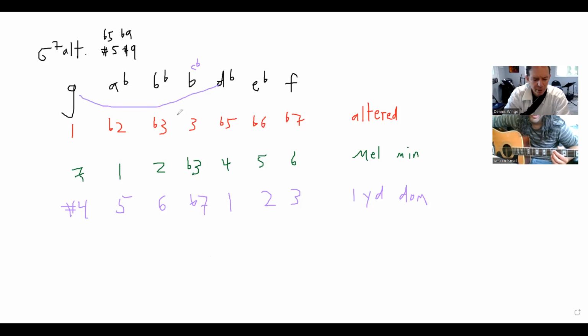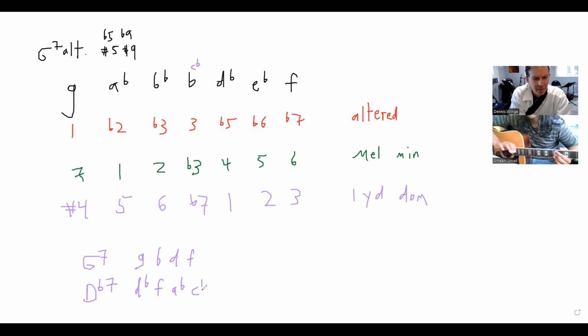these two chords. The reason you could substitute a D flat 7 for a G7 is because they share the same third and seventh. A G7 is spelled G, B, D, and F, as you know. And what's a D flat 7? D flat, F, A flat, and C flat.